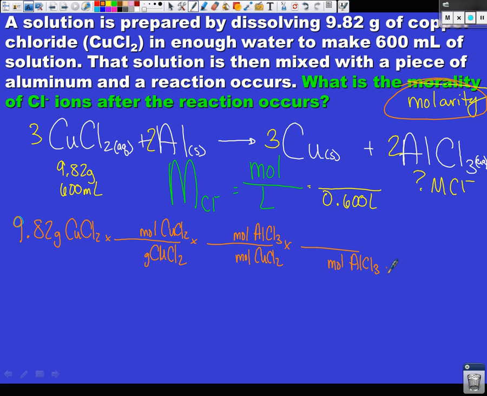At this point, here's what scares me. What do you naturally tend to want to go to here? You tend to go to grams. Why can't we do that? We've got to get to the moles of chloride. Can you go from moles of aluminum chloride to moles of chloride? Yes, you can. Very good. This is our molecule to atom ratio.